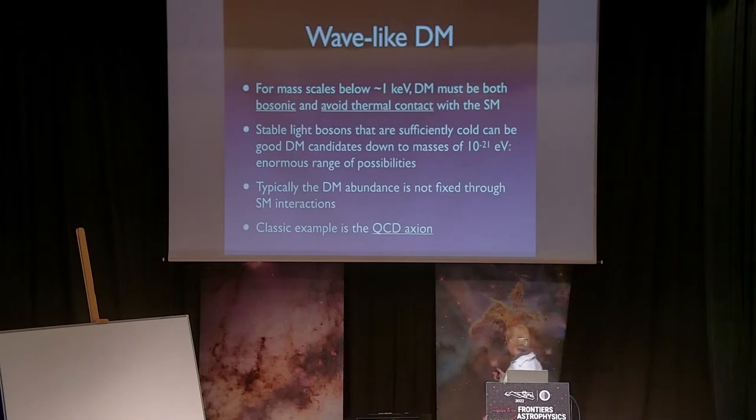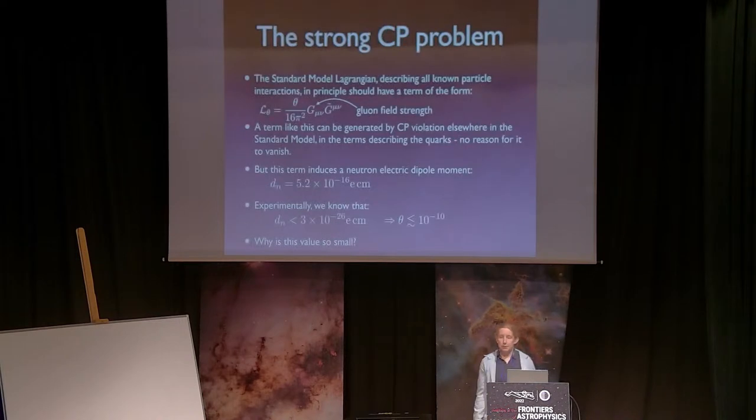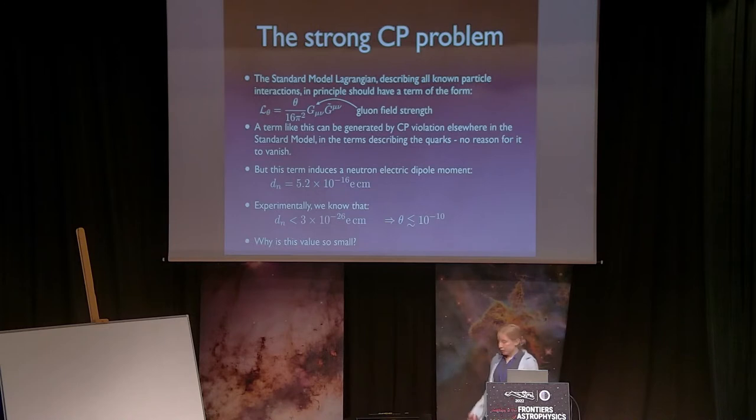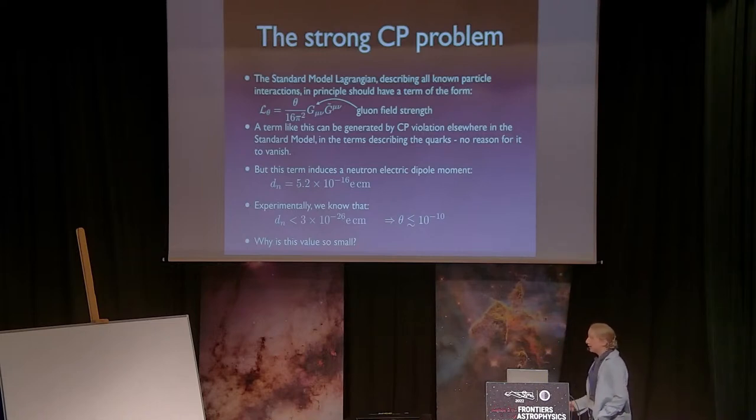And the most classic example of this is the QCD axion. So let's talk a little bit about this. The QCD axion is motivated as a particle in the spectrum independently from dark matter by the strong CP problem. The strong CP problem is the statement that if we write down what terms could possibly exist in the standard model Lagrangian, then we would expect a term that looks like this. G mu nu here is the field strength for the gluon. This term is gauge invariant.